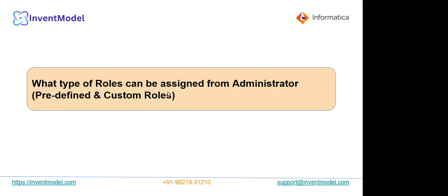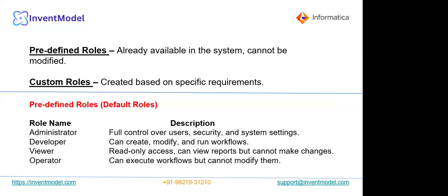Now move to the next slide. There are two types, predefined and custom. Predefined roles are given by default from the administrator side. I think 43 roles are provided, and custom roles we create according to our need. We can customize what permissions we want to give. There are many predefined roles. Administrator has full control over user security and system settings. Developer can create, modify and run workflows. Viewer can only read and cannot change anything. Operator can only execute workflows and cannot modify anything.